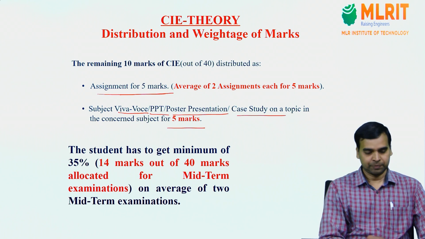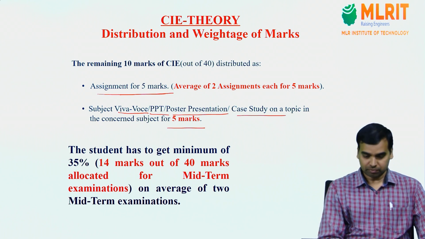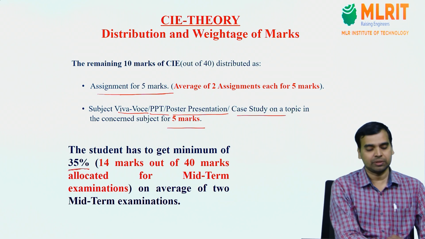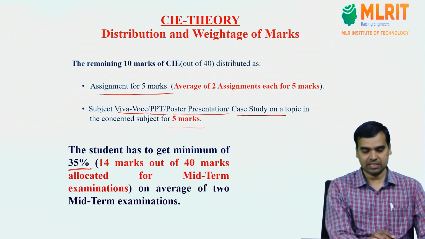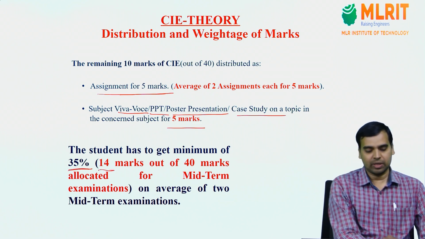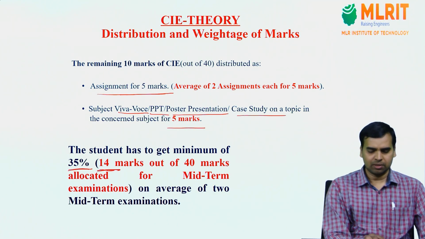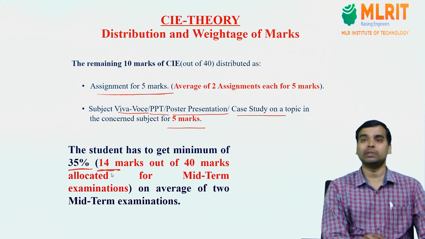in such a way that CIE marks are evaluated out of 40 marks. Now, in the CIE, a student has to get a minimum of 35% out of 40 marks. That is, the pass mark is 14. Pass mark is 14.